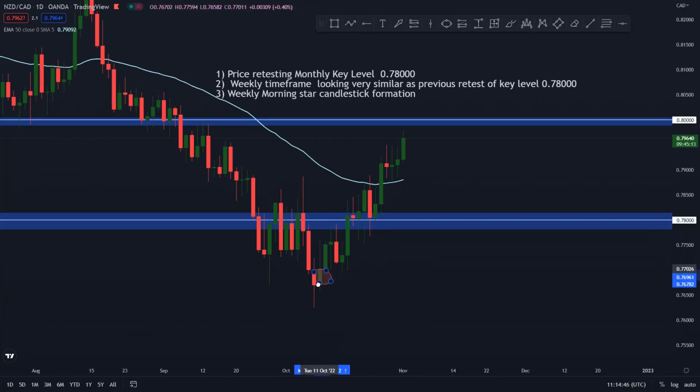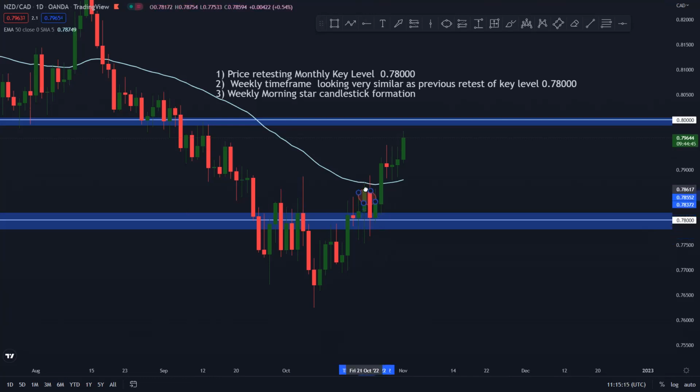But then what did we get to see? Having seen price print us what? A lower high. We had what? A lower low, and then what? A higher low. And then we had what? A break of structure.